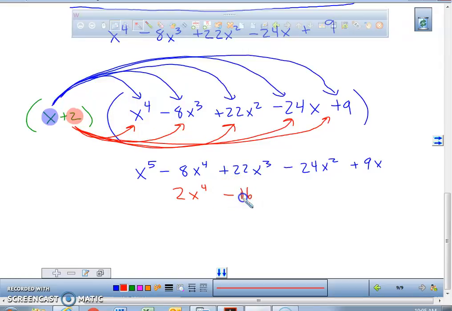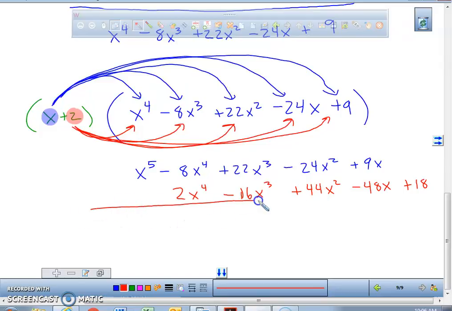negative 16x cubed. And 2 times a 22x squared is plus 44x squared. And 2 times a negative 24x is a negative 48x. And finally 2 times a 9 is 18.